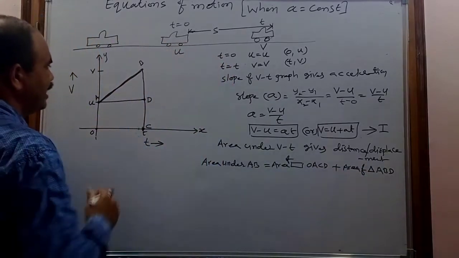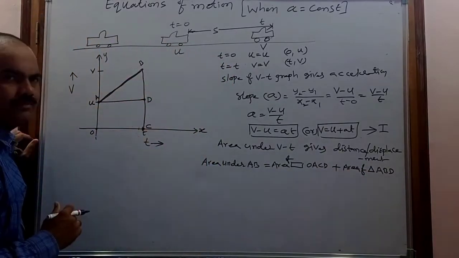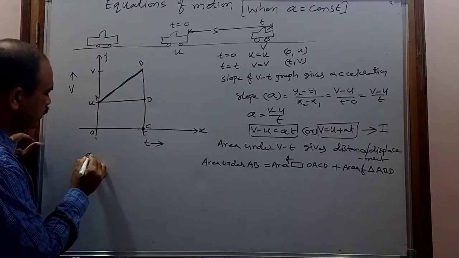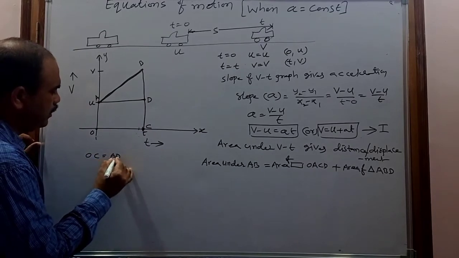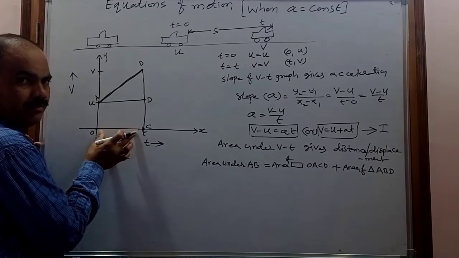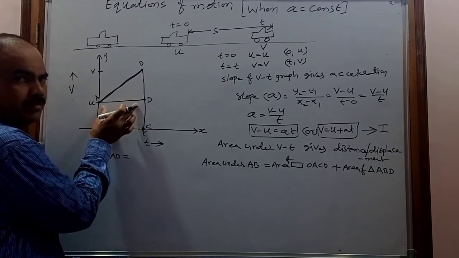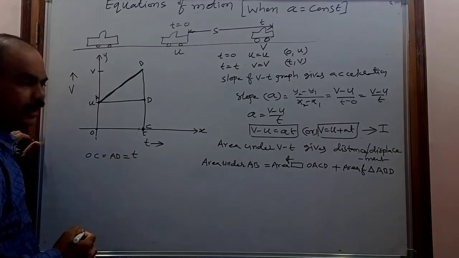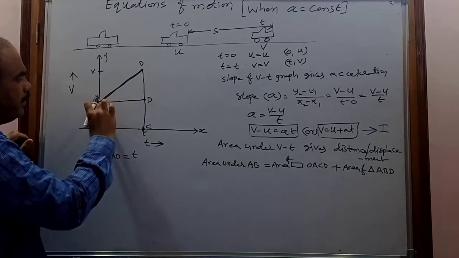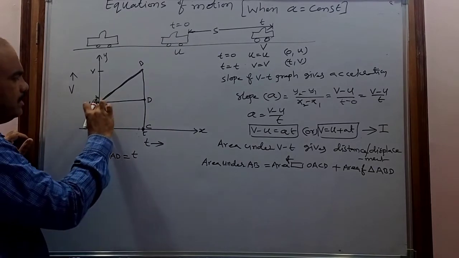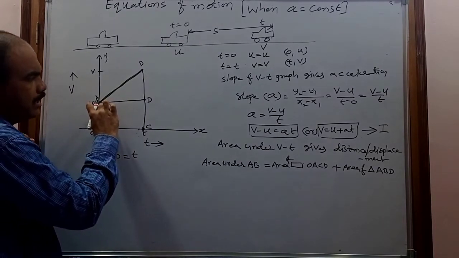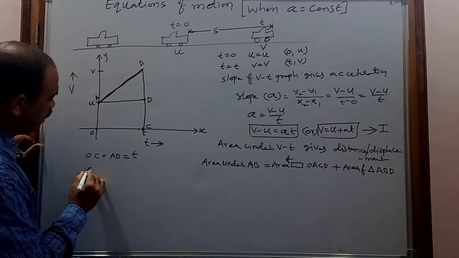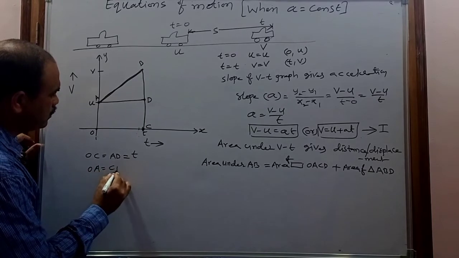So now observe the graph. From this graph, OC equals AD. This OC can represent the time taken for the journey. That's why AD also represents the time taken for the journey. So OC equal to AD is nothing but T, and this OA can represent what? Initial velocity. So whatever this OA is, that is also the same as CD.